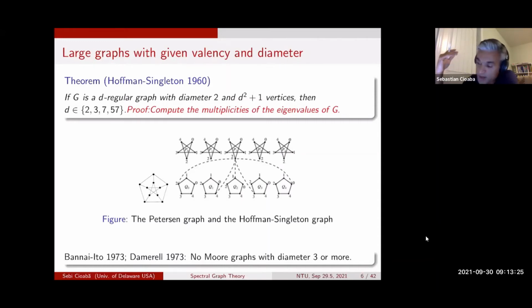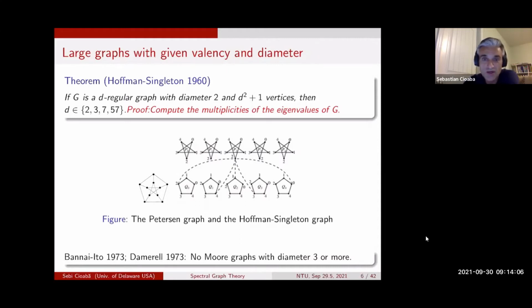So I wrote in red there what's the proof. Their proof is essentially: assume that you have such a graph with d squared plus 1 vertices, d-regular and diameter 2. Then they look at the adjacency matrix of the graph, and they prove that it has 3 distinct eigenvalues. One is d because the graph is d-regular and connected, and 2 others, which are the conjugate roots of a quadratic equation, and they can be expressed in terms of d. Then they determine the multiplicities of these eigenvalues in terms of d, and every multiplicity has to be an integer.